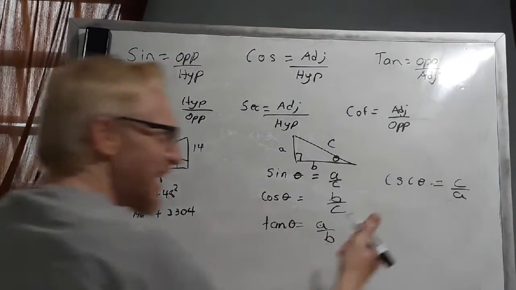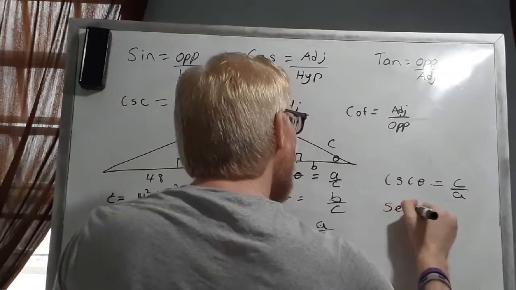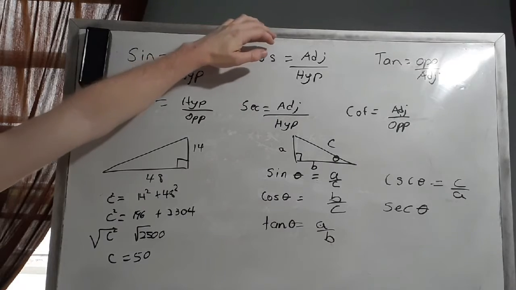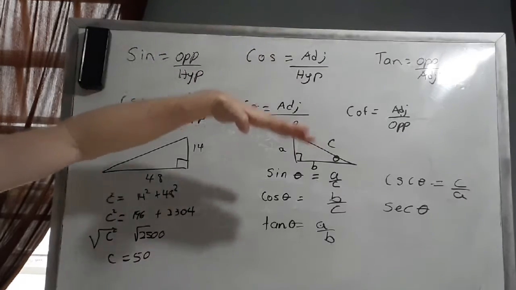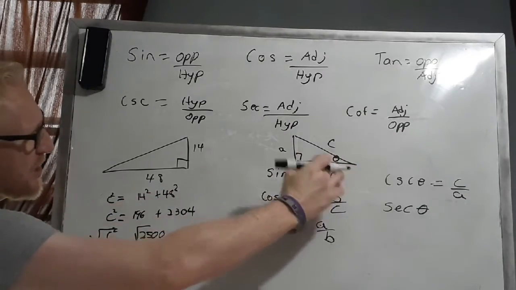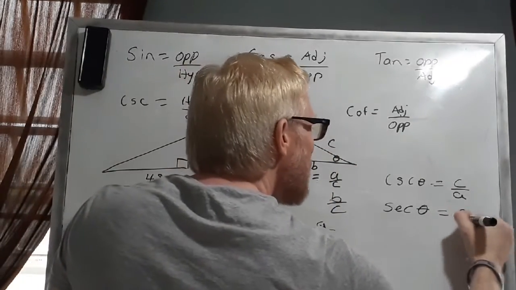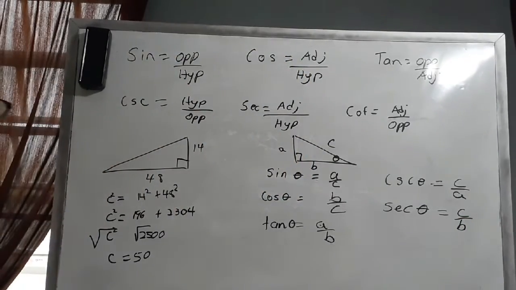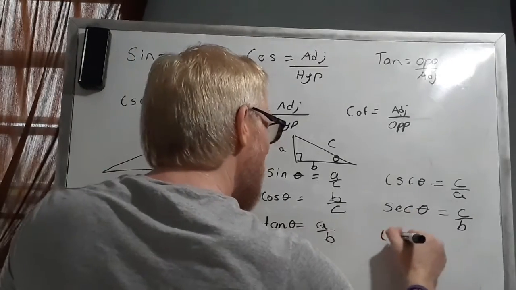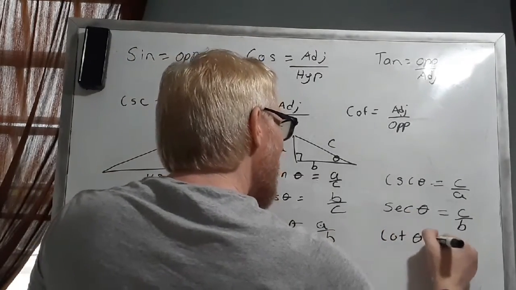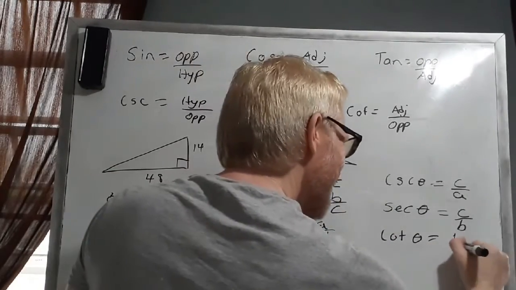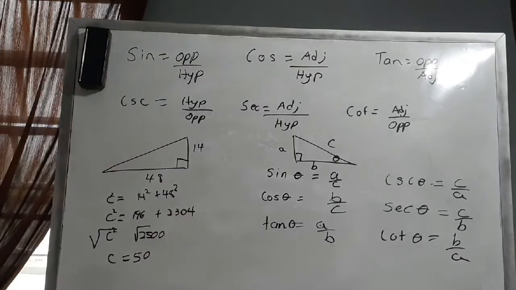Now if I wanted to find the secant, which is abbreviated SEC, it's the reciprocal of the cosine. So if the cosine is adjacent over hypotenuse, the secant is hypotenuse over adjacent, which means in this case the hypotenuse is C and the adjacent is B, so that would be C over B. And the cotangent is the reciprocal of the tangent. So if tangent is opposite over adjacent, the cotangent is adjacent over opposite. So for example, if our tangent is A over B, then our cotangent would be B over A. And those are the six basic trigonometric ratios.